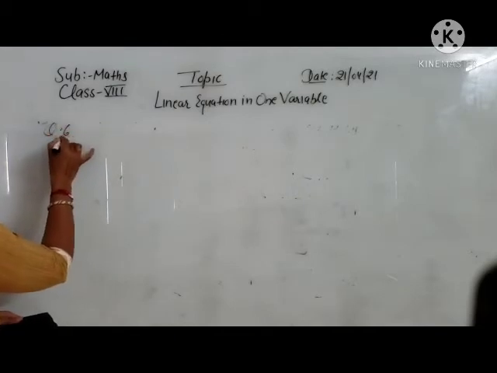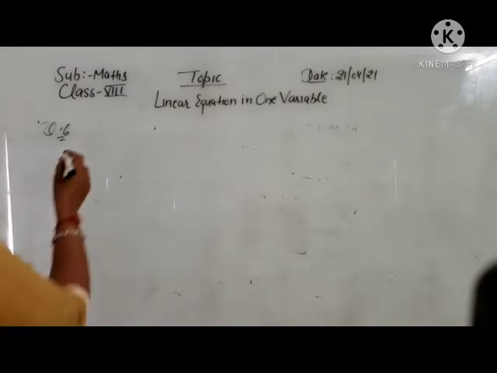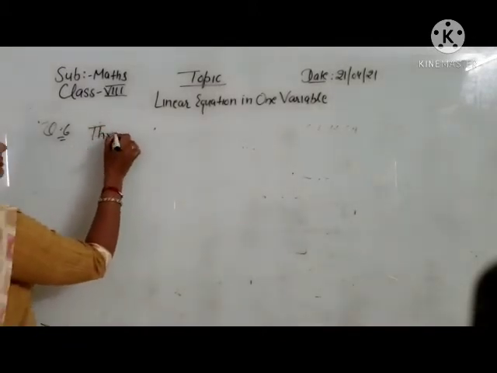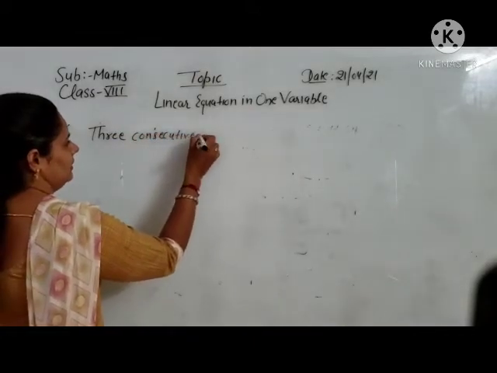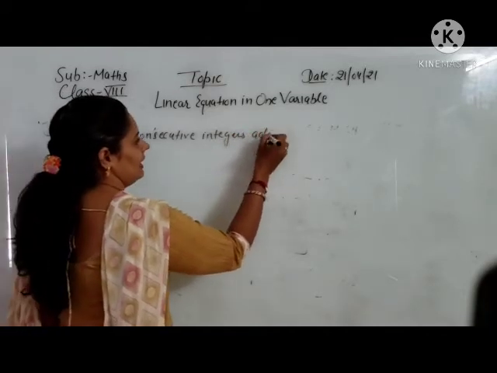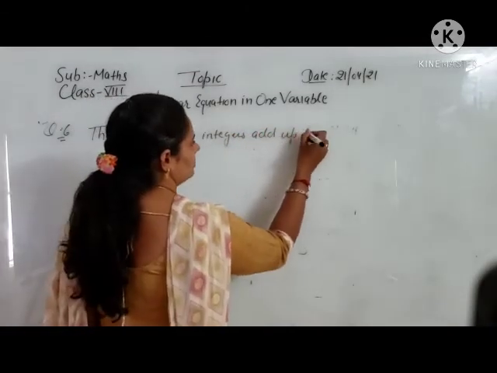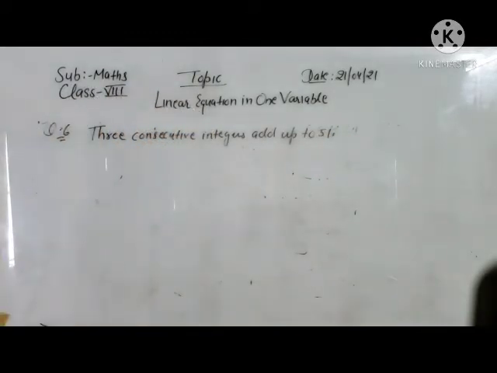Question number 6. So what is question number 6, beta? It is given: 3 consecutive integers add up to 51. Okay, 3 consecutive integers add up to 51.